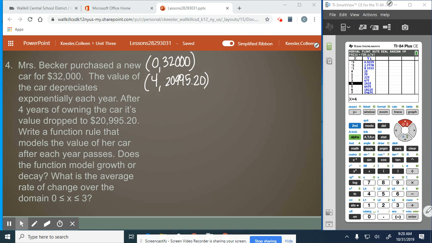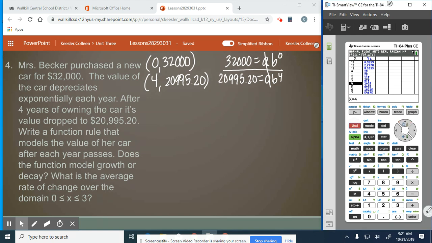Okay, so does this model growth or decay? Right away, it's saying it depreciates, so it should be decay. We can note that again later. And then we have to find the average rate of change from 0 to 3. Let's start by finding our equation. So let's start with the bigger number rather. 32,000 equals AB to the 0 over 20,995.20 equals AB to the 4th.